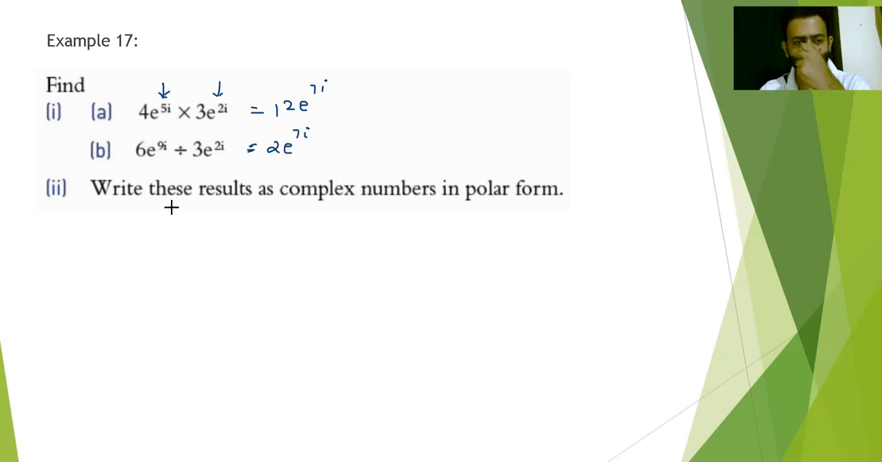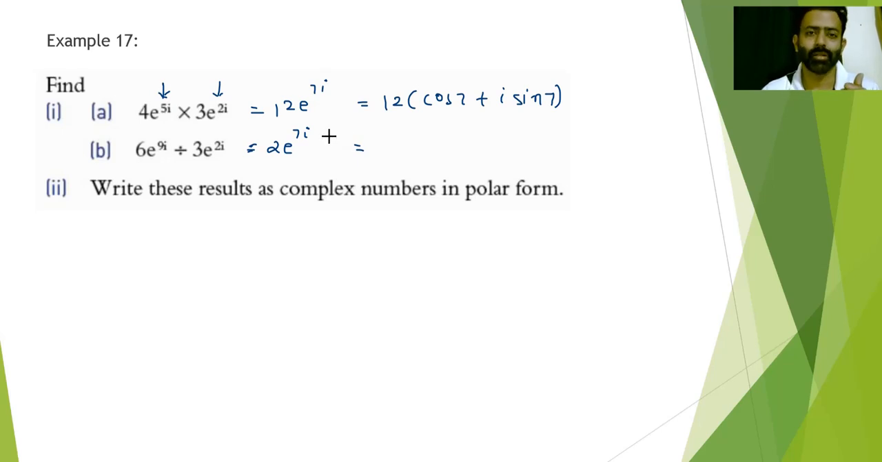Then the second part says to write these complex numbers in polar form, so you can write this as 12 times cos 7 plus i times sin 7. Remember, in polar form this theta is always in real numbers, that is, in radians. Do not consider this 7 as degrees, it is 7 radians. Similarly, it is 2 times cos 7 plus i times sin 7.